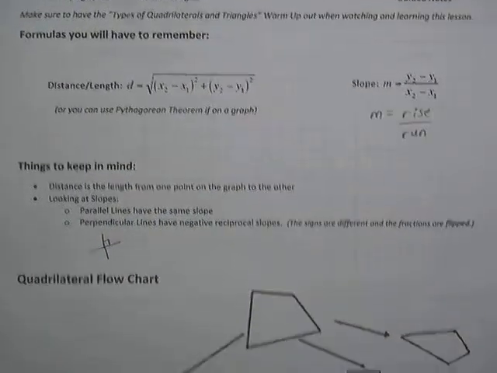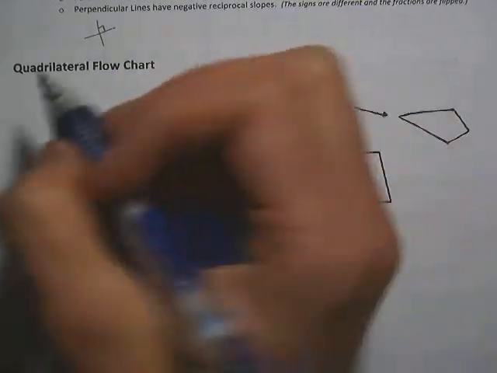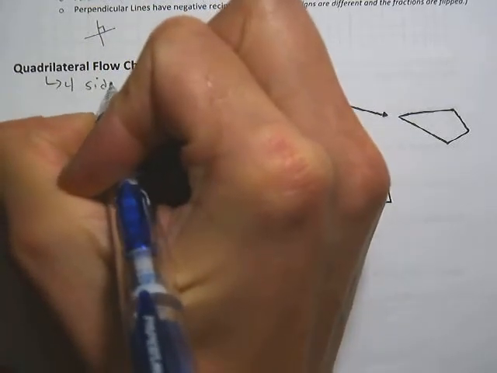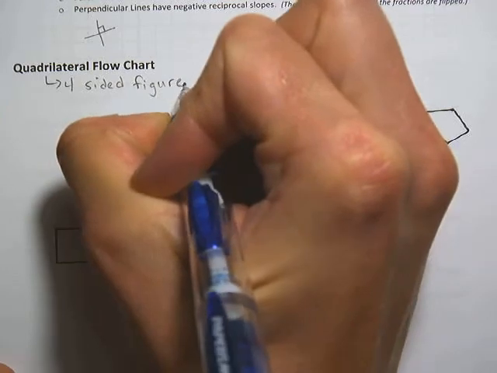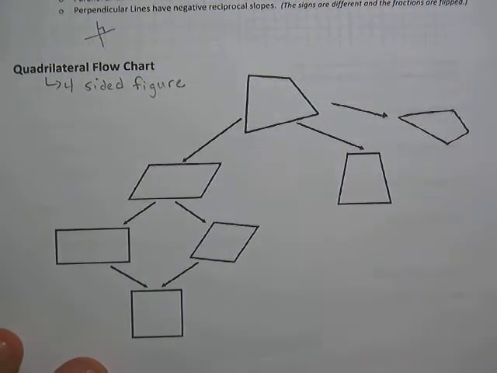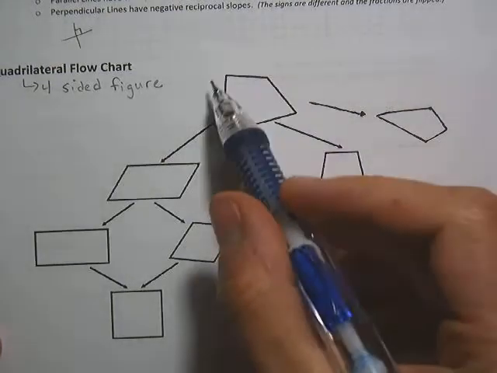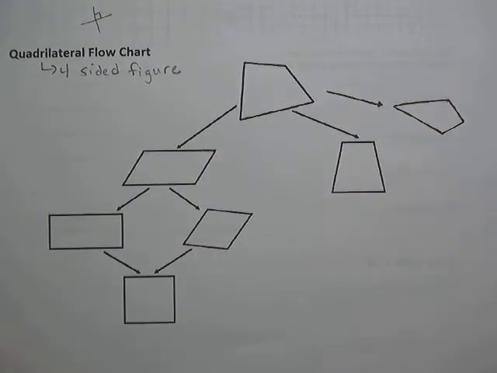So some prep work for this lesson. When they give you a quadrilateral, remember a quadrilateral is a four-sided figure. When they give you one of those and they ask you to classify it, it's going to be good to think about it in a certain way, all right? So we have a flow chart to help you think through the way to approach the problem, all right?